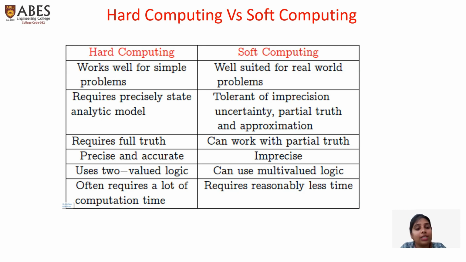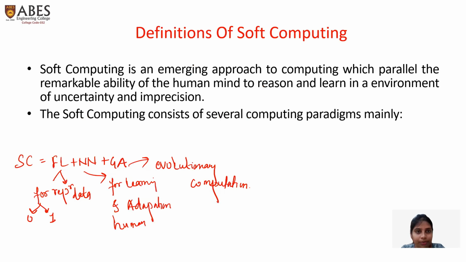And the last difference is that hard computing often requires a lot of computational time. Obviously, it uses traditional mathematical formulas and calculations to solve the problem, so it requires a lot of computation time. But soft computing requires reasonably less time as compared to hard computing. So the main difference here can be defined in the form of memory, which is used in hard computing models and in soft computing models.